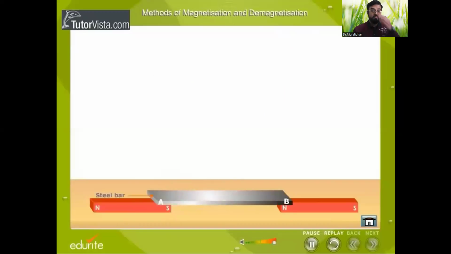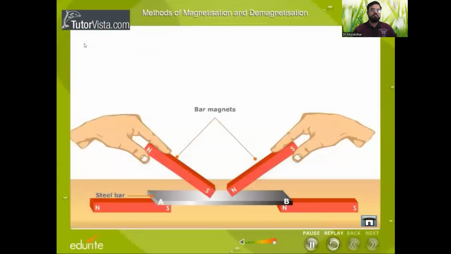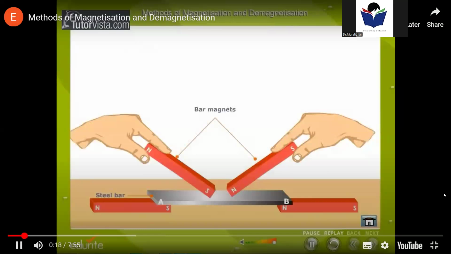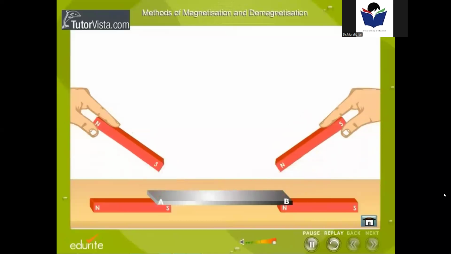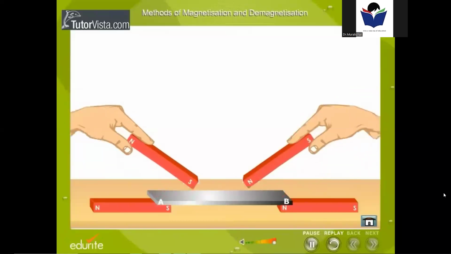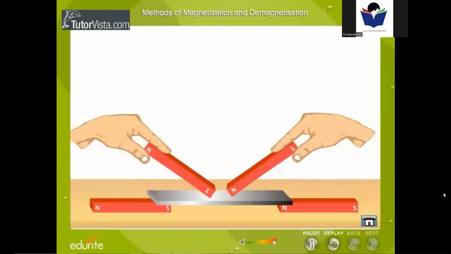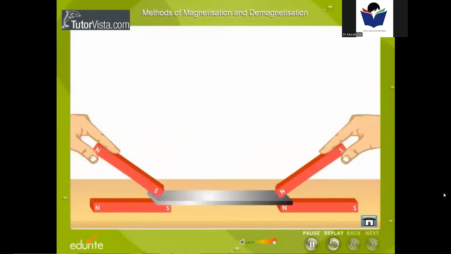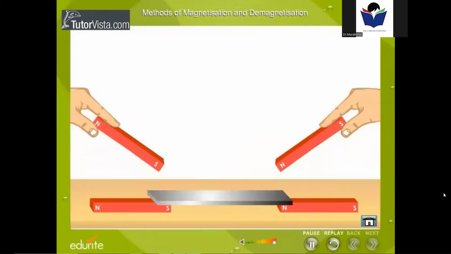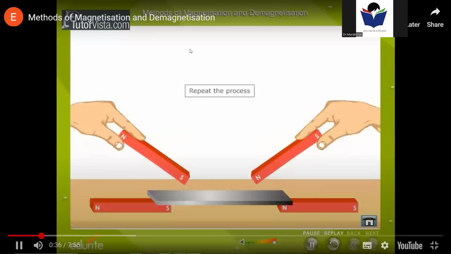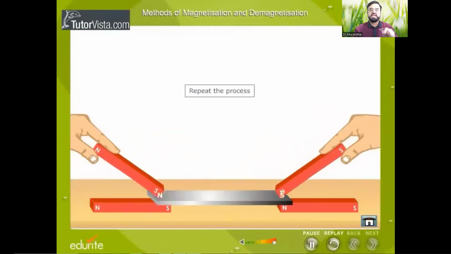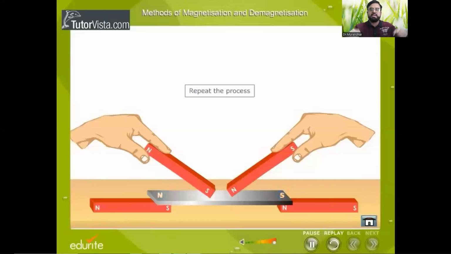Place a steel bar to be magnetized on two bar magnets as shown here. Now place opposite poles of two strong magnets at the middle of the steel bar as shown here. Move the magnets towards the opposite ends of the specimen, keeping the magnets inclined. On reaching the opposite ends, lift the magnets and place them back to their respective original positions. Repeat the process. The polarities developed at the ends are opposite to the polarity of the pole used for magnetization.